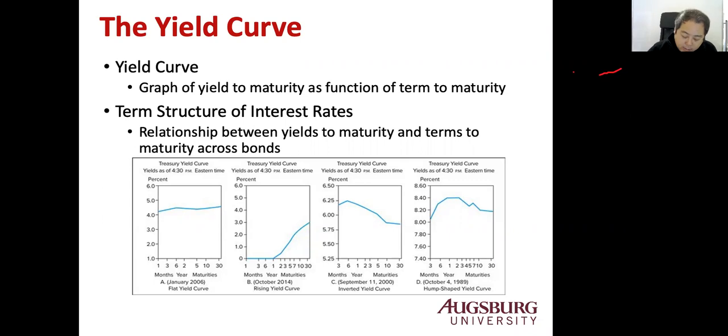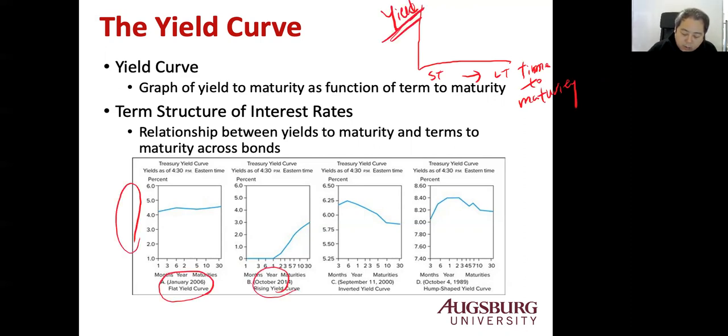So for yield curve, usually you have X and Y, right? Like this. And this is short term and long term. So this is time to maturity. And this is yield. So this is time to maturity, this is yield.